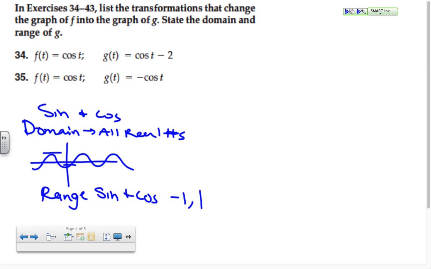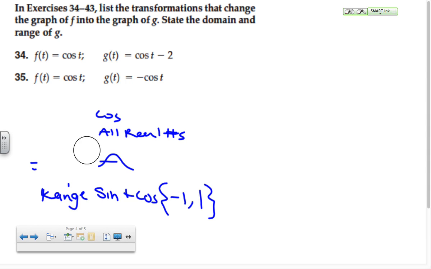You can write this. I'm not asking for it to be in any specific notation, but that's my domain and range. So domain is all real numbers, range is negative 1 to 1. This range is what we're going to be mostly concerned about when we are doing shifts, okay? Because if we do a vertical stretch, or if we move the y-intercept, obviously the range is going to change. So let's look at that on both 34 and 35.